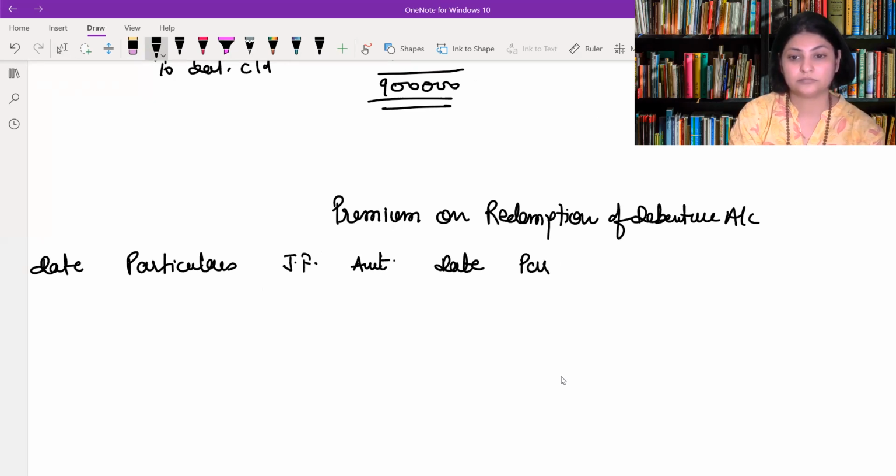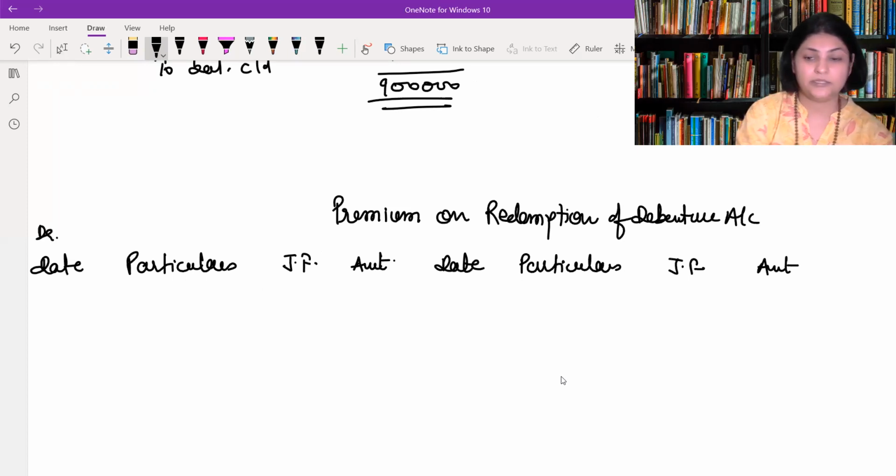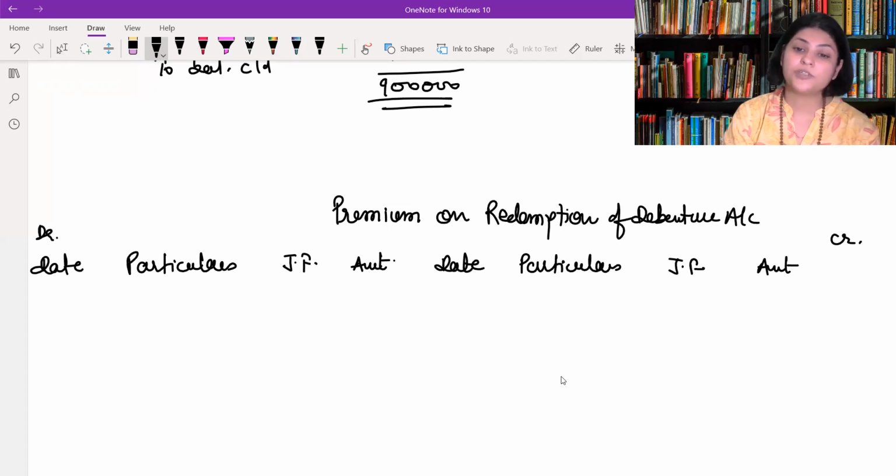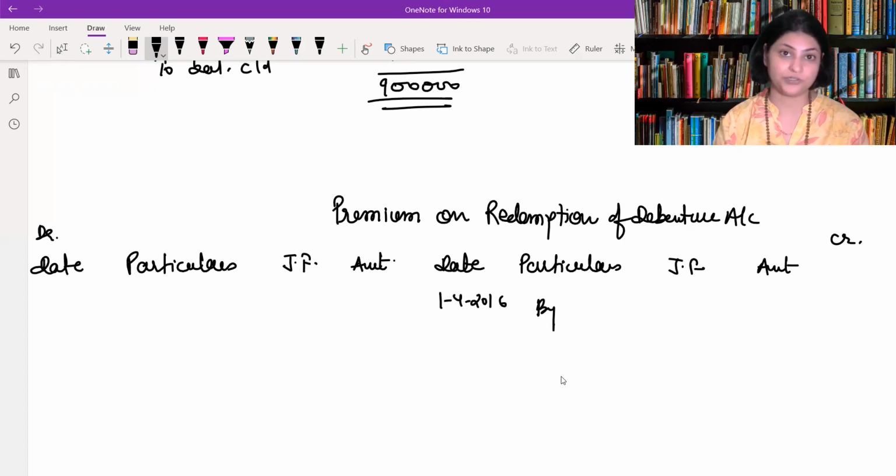again date, particulars, general folio, and amount. Debit side, credit side. So first of all, on 1st April 2016, I am going to record this premium on redemption of debenture, because on that day, when you pass your second entry, students, just remember what the second entry is. Second entry is debenture application and allotment account debit, loss on issue of debenture account debit, to 9% debenture, to premium on redemption of debenture. So you have just created a liability on the date of issue. You will write over here, by loss on issue of debenture account.